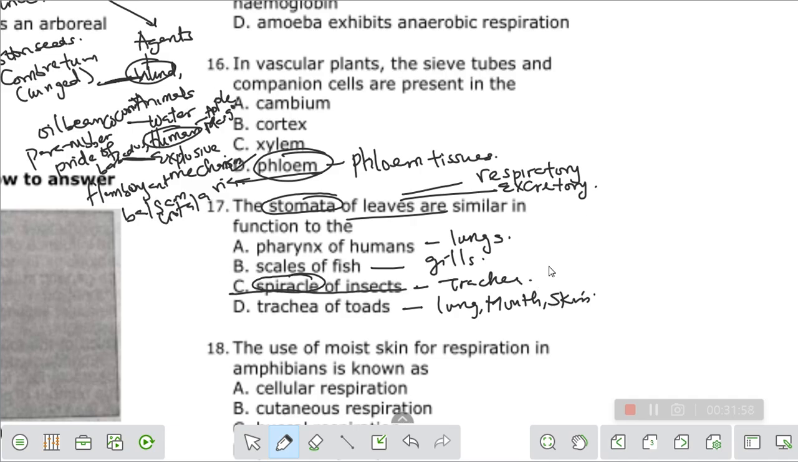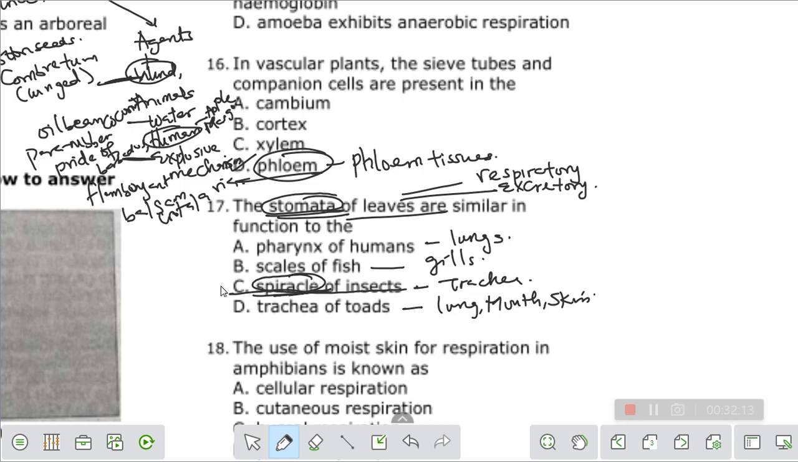I think you guys get it, because if you want to say they are a respiratory organ, you will notice that pharynx is not really the one I gave you as respiratory organ. So the answer will be spiracle of insects, option C. Now you can see what I told you.